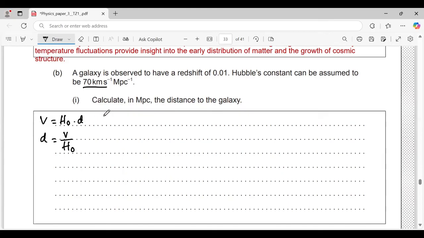Before we find the distance, we have to determine the velocity first. We can determine it through the formula v equals z times c, where z is the redshift, c is the speed of light, and v is the velocity. So v equals 0.01 times the speed of light, 3 × 10^5 kilometer per second, which equals 3,000 kilometer per second.